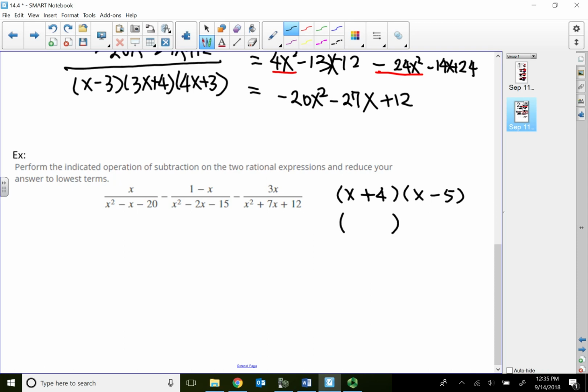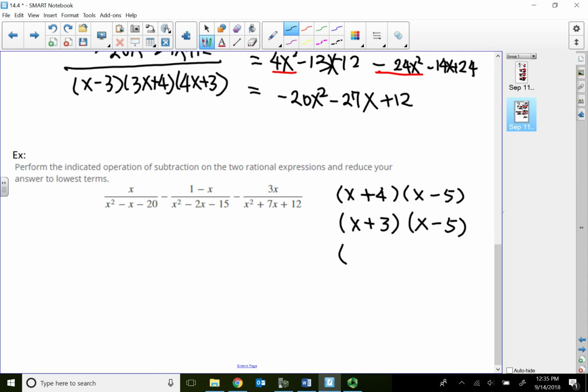Let's see. That's x and x. For 15, I can use what? 3 and 5. Since the last sign is negative, the choice for the signs is 1 positive, 1 negative. So to end up with negative 2, I have to have a negative 5 and positive 3.